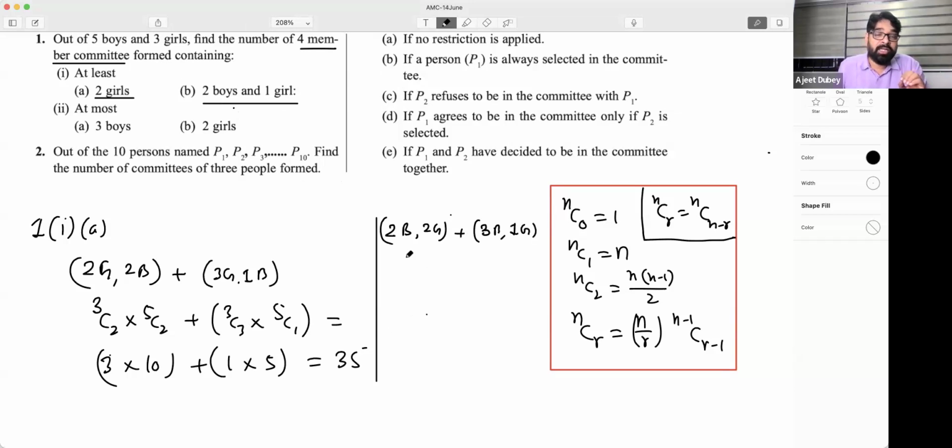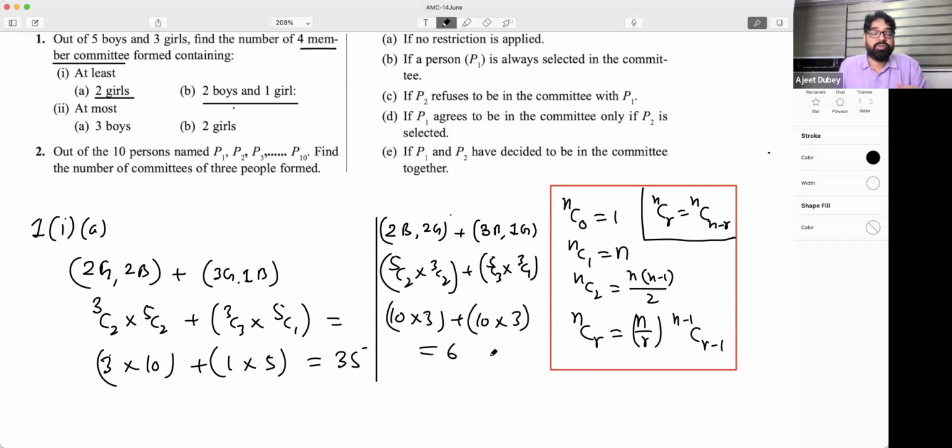The 2 boys we have to select in how many ways? 5C2. And 2 girls 3C2. Plus 3 boys I want 5C3. And 1 girl I want 3C1. This is 10 into 3 plus 5C3, which is same as 5C2. So again 10, 3 into 3. So that will be equal to 60.